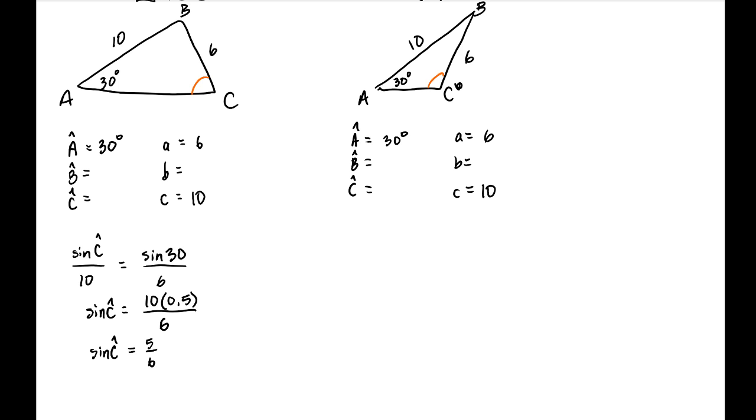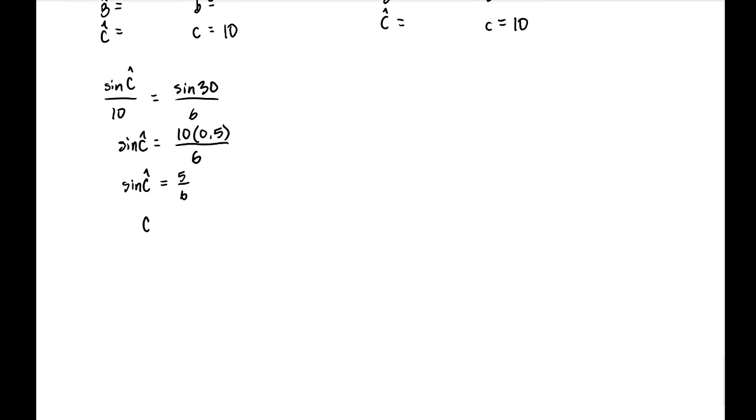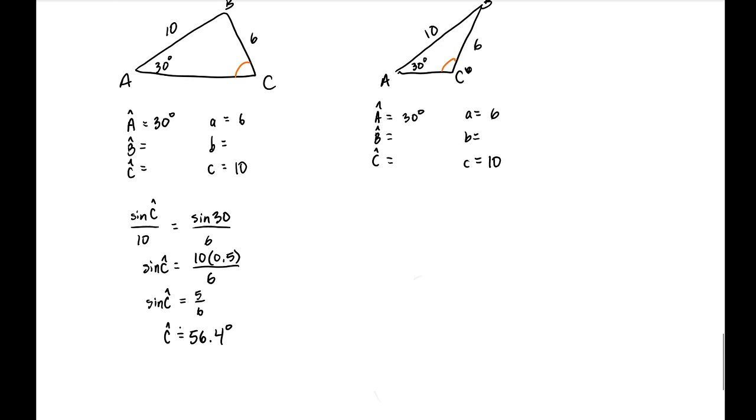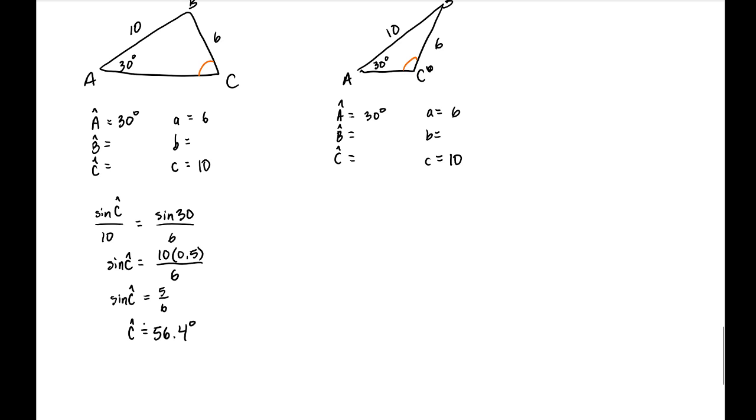And so this is going to allow me to solve for the angle C. Sine inverse of 5 over 6. That gives me the angle, when it's acute, 56.4 degrees, approximately. Now, that angle for C is only true in this triangle.